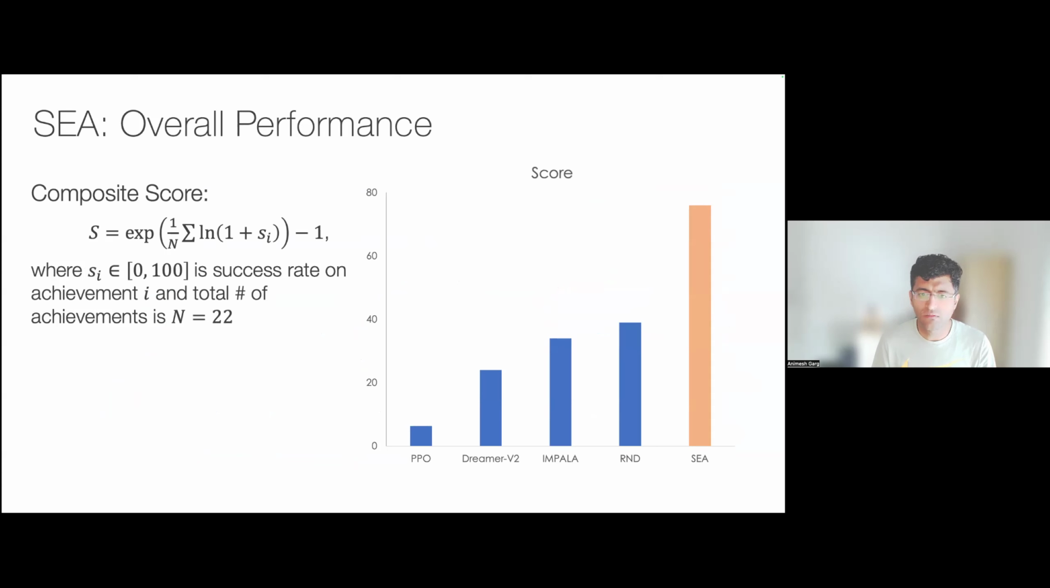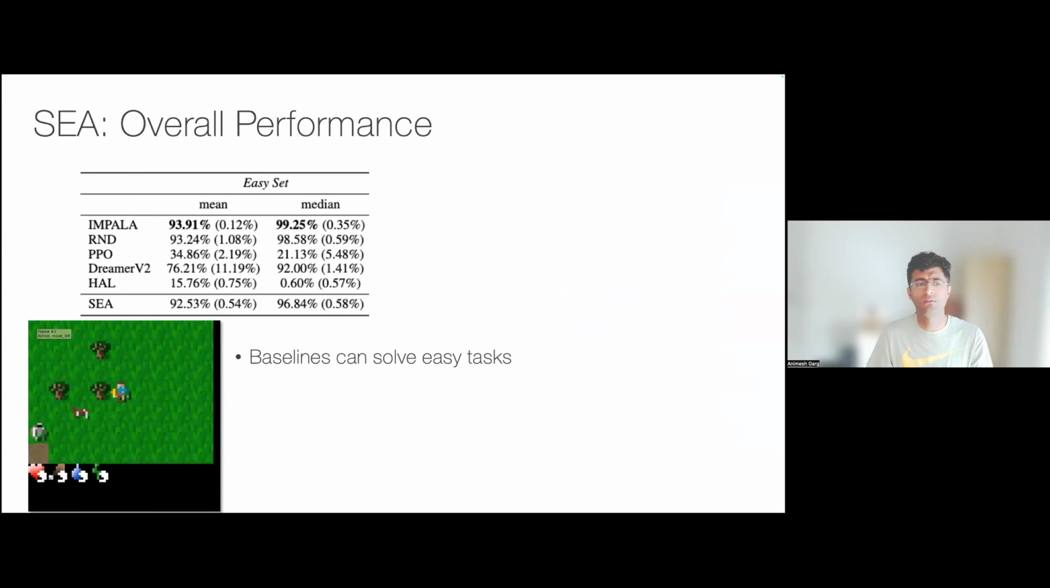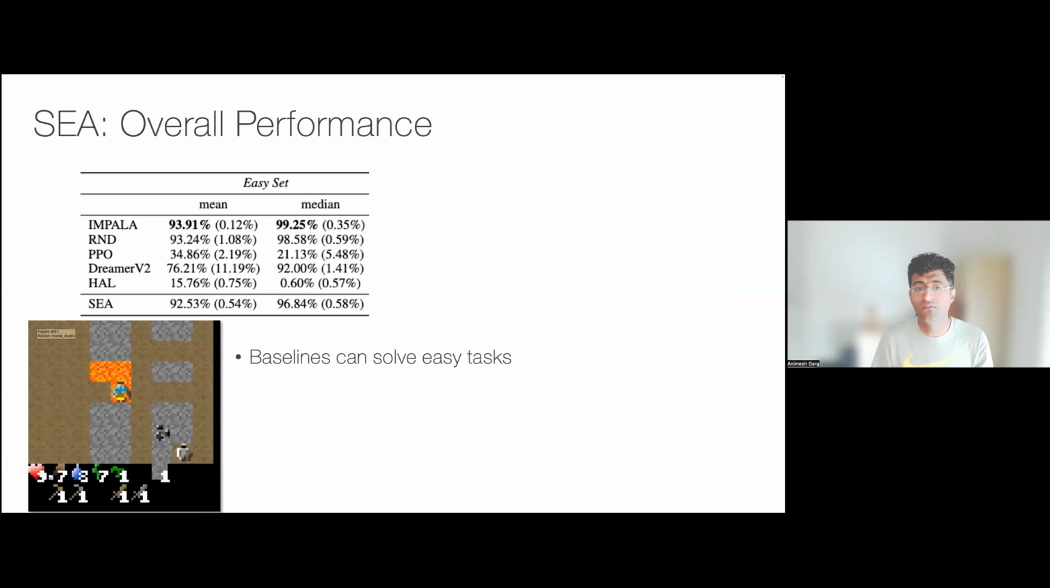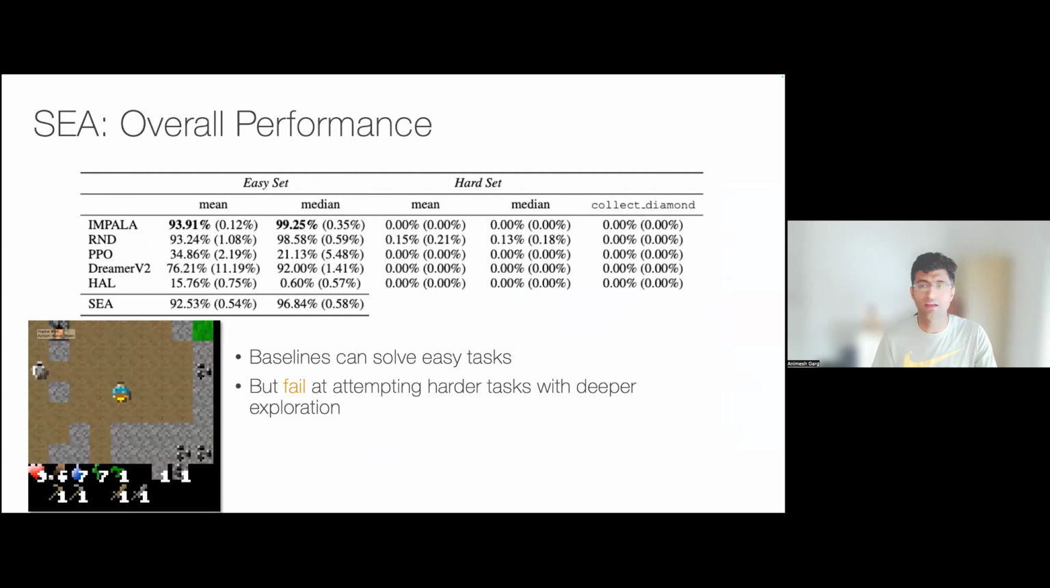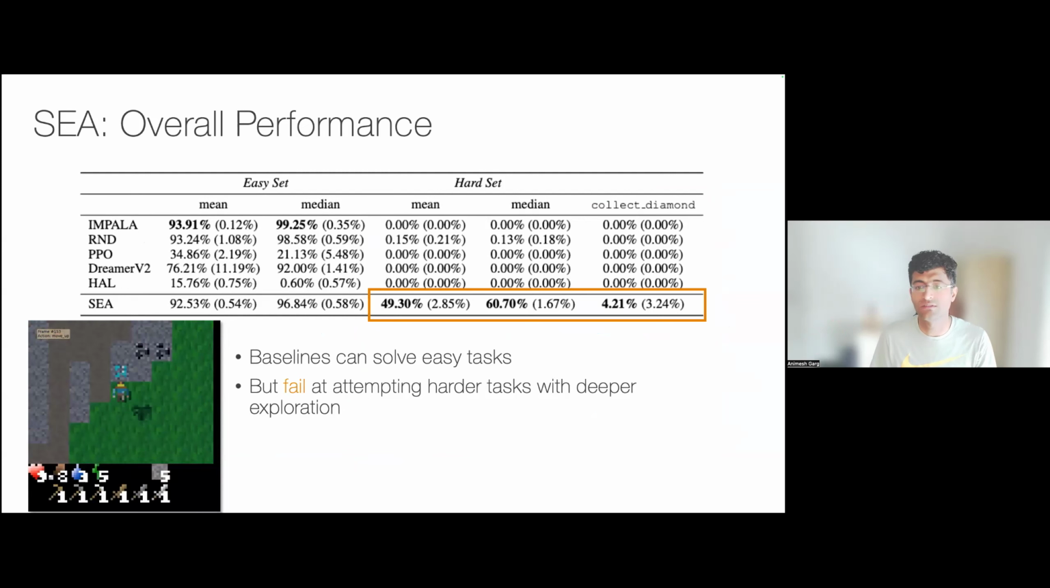baselines were able to solve easy tasks. So they were able to get far, not very far, but they were very efficient in easy tasks. But they almost flat out failed when exploration became ever so slightly harder. So collect diamond was like the hardest task in the setup, and none of the baselines ever achieved anything at all. And our model, even though it's trained on agents that are effectively suboptimal, still gets very far.